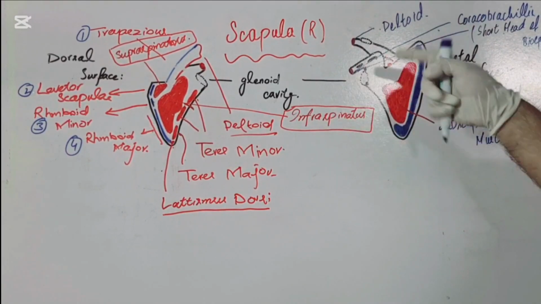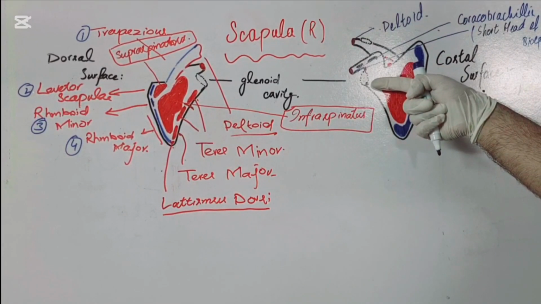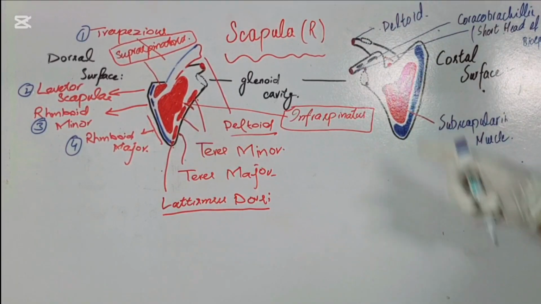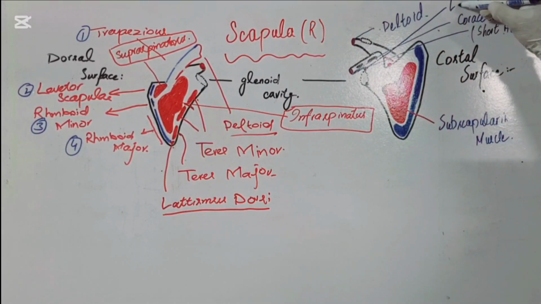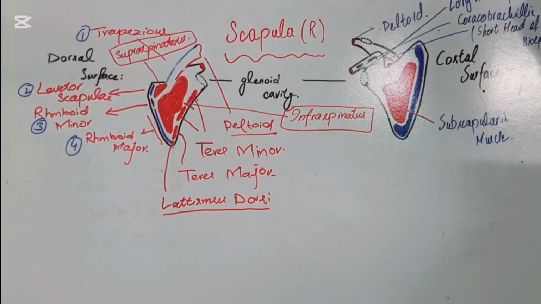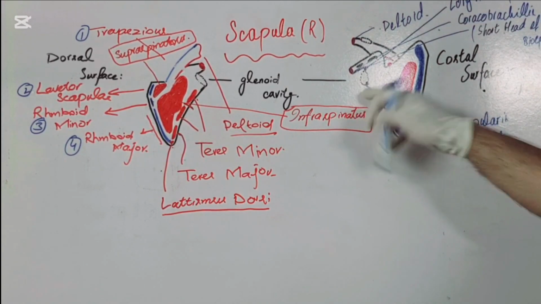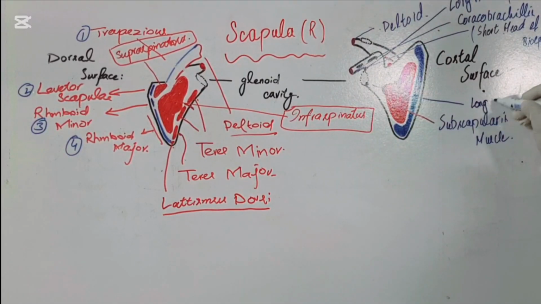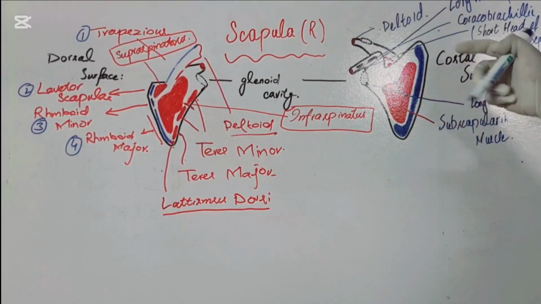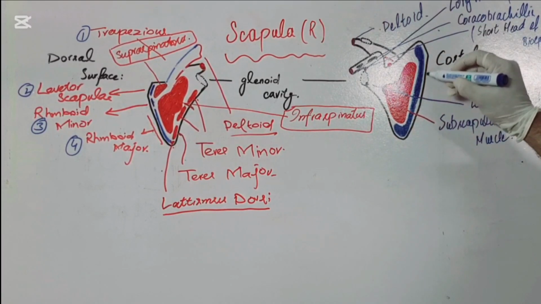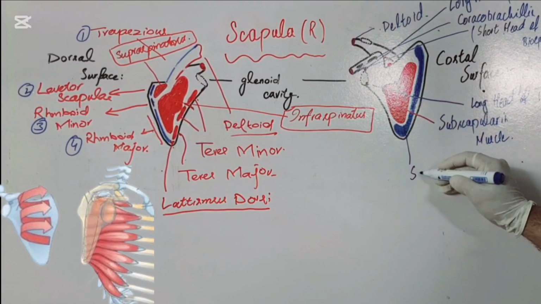From the glenoid cavity, from the supraglenoid tubercle and infraglenoid tubercle, we have two major muscles that are originating. From supraglenoid tubercle, we have long head of biceps brachii. From the infraglenoid tubercle, we have long head of triceps. And the major muscle that is in blue, which is inserting into the costal surface and medial border of scapula, that is serratus anterior.